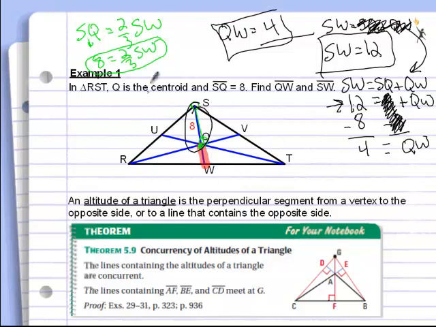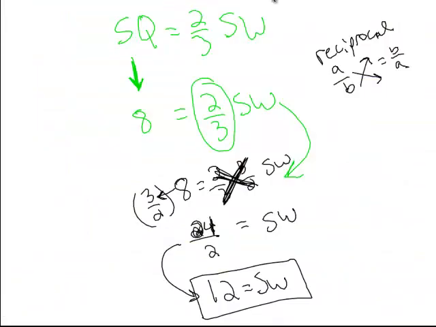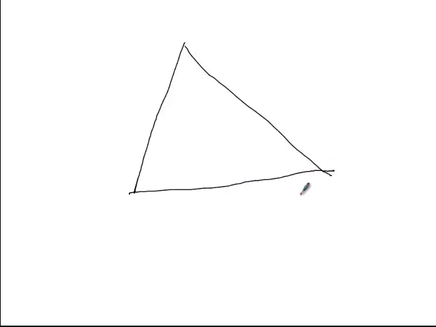Now, an altitude is a perpendicular segment from a vertex to the opposite side, or to a line that contains the opposite side. And let me show you what that's saying. I'm going to draw a triangle. And what I'm going to do is I'm going to put a point on each corner, or each vertex, if you will. And what I want to do is I want to draw a perpendicular line from this point to its opposite side. A perpendicular line, meaning when those two lines intersect, they should form a 90-degree angle.